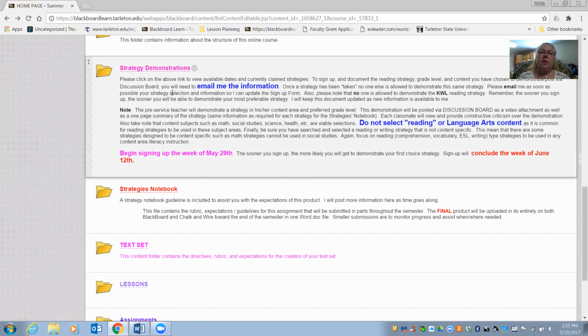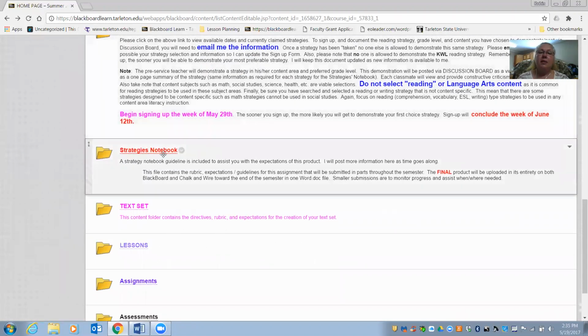Now, you're thinking, oh my gosh, strategy demonstration, what kind of strategy? Well, if you'll start looking at the strategies notebook, there'll be a collection of strategies, and I have various categories for you. The first set is vocabulary that you'll do a little search for. And please do not use the ones that you're finding in our text. That's obvious. You have those at your disposal.